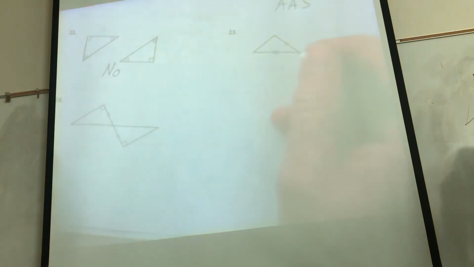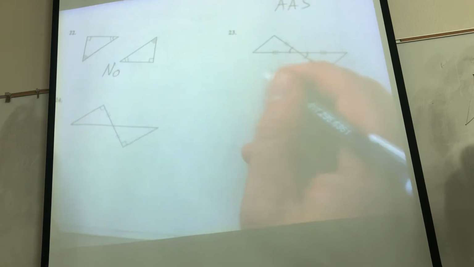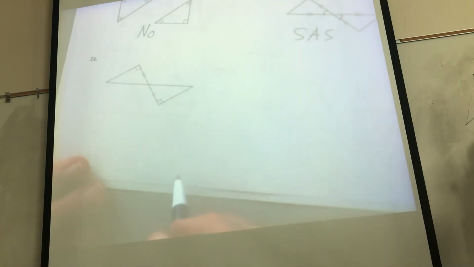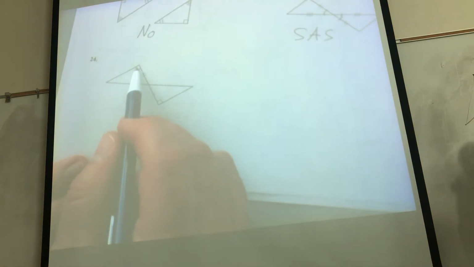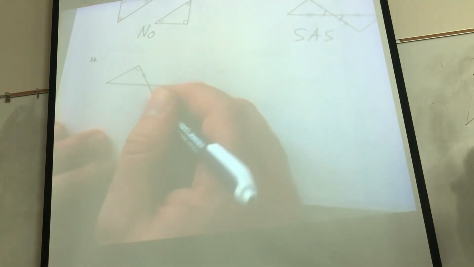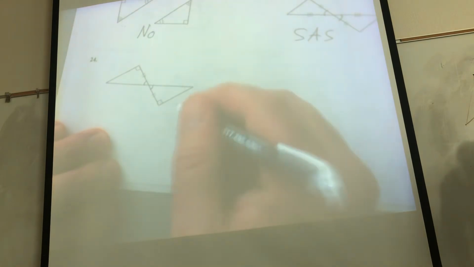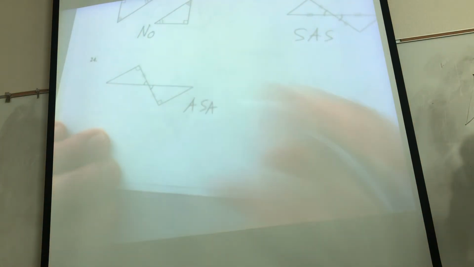On number 23, don't forget about these vertical angles. So we have side, angle, side, side, angle, side. This is side, angle, side. And on this one, we have an angle marked. It's a right angle, but right angles are congruent to other right angles. We have a side marked, and then again, don't forget about these vertical angles. What we have here is angle, side, angle.